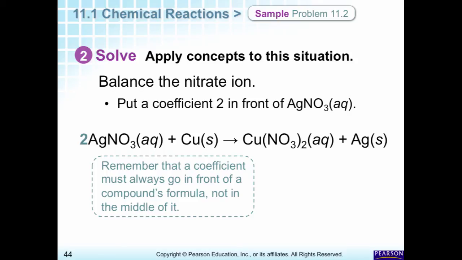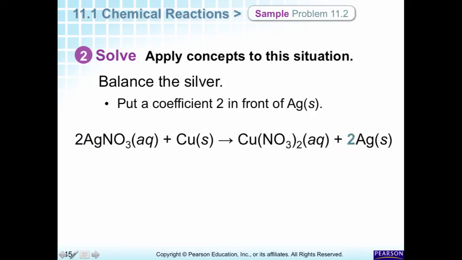So first thing we're going to do is look at the nitrate. There's only 1 nitrate in silver nitrate, but there's 2 in copper nitrate. So we have to take care of that. We're going to put a coefficient 2 in front of the silver nitrate, because we can't put it in the middle. We have to put it for the whole compound. So when we do that, we have 2 silver on this side, so we're going to have to also worry about this silver. So then we're going to put a 2 over here, so our silvers and our nitrates are balanced now.